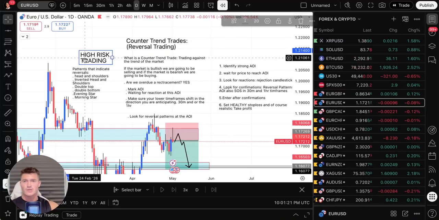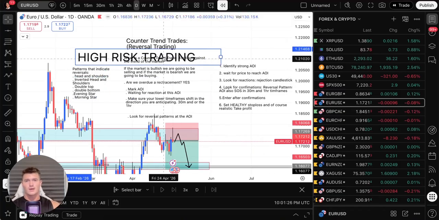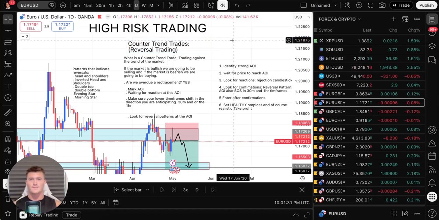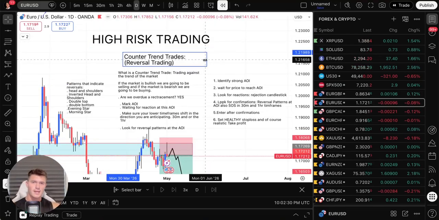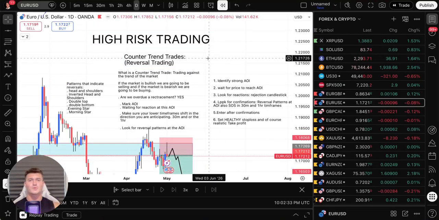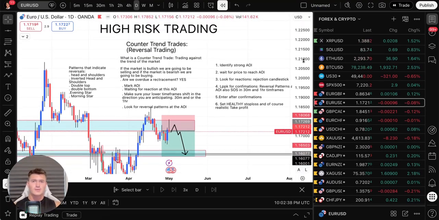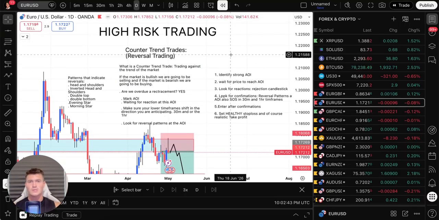Again, this is very high risk trading, but no risk, no Lamborghini, right? So yes, this is how you trade against the trend. This is how you catch the reversals, but that's it. It's really that simple, guys. I mean, along with trading, just regular trading, it really is that simple.